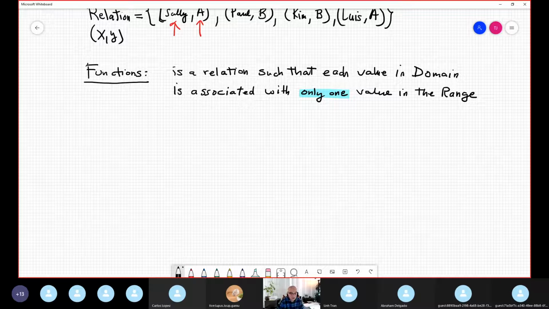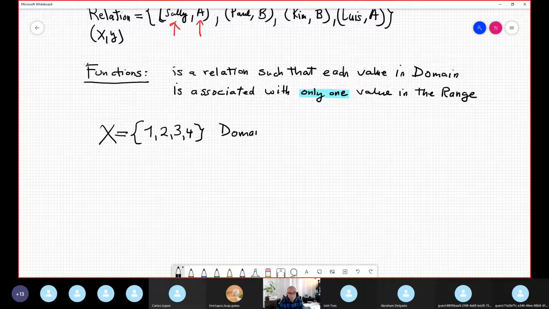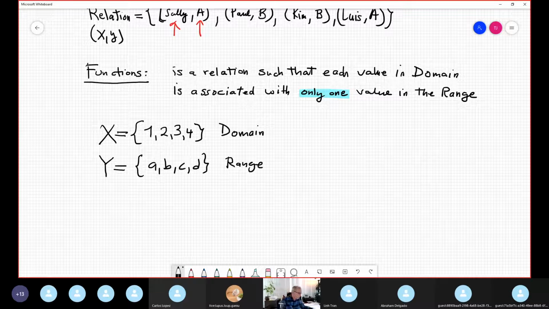To clarify this definition, I propose another example. Suppose no people anymore, no students. Suppose X is the numbers 1, 2, 3, 4. This is one set, the domain. And Y is A, B, C, D. These are just elements inside the set, the range. I create different relations and we investigate whether each relation is a function or not, according to the definition.